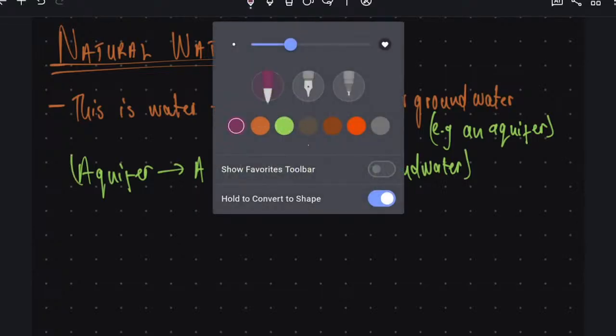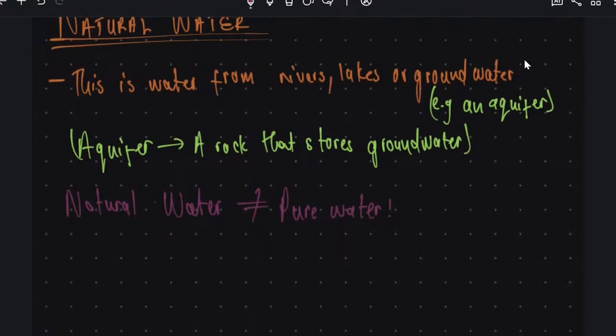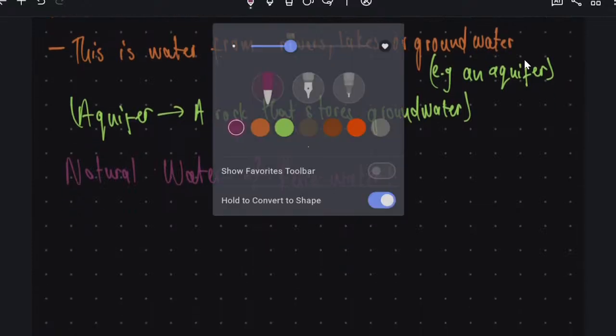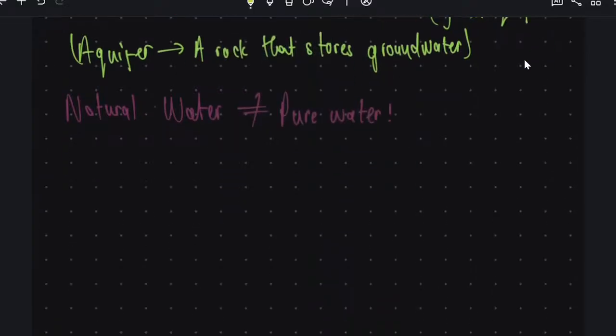So natural water is not pure water. Water from a river is not pure. Water from a lake is not pure. Groundwater is not always pure. It may be, okay? But it can have some salts, but those salts may not be harmful. Right. Now, uses.